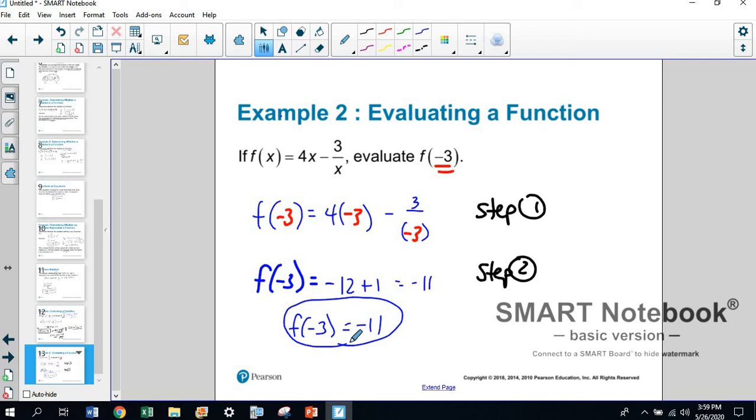Okay? So, a simple basic introduction into functions and their notation. Come back for part 2, where we will take a look at the graphs of functions and how those look different than the graphs of just general relations.